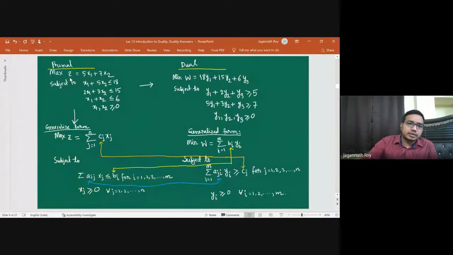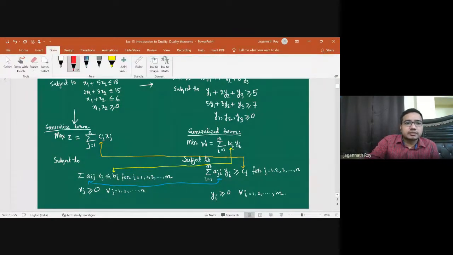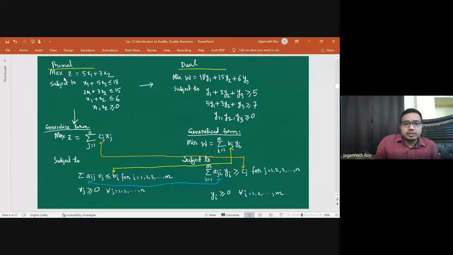Now let us summarize in a compact way. The generalized form is this one. For a primal problem, maximize Cx, and then the constraints are given in this way, with xj greater than or equal to 0.